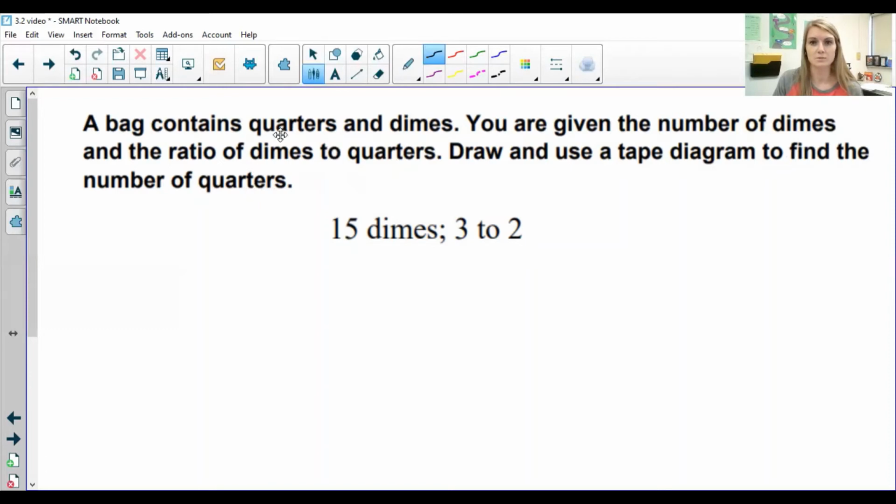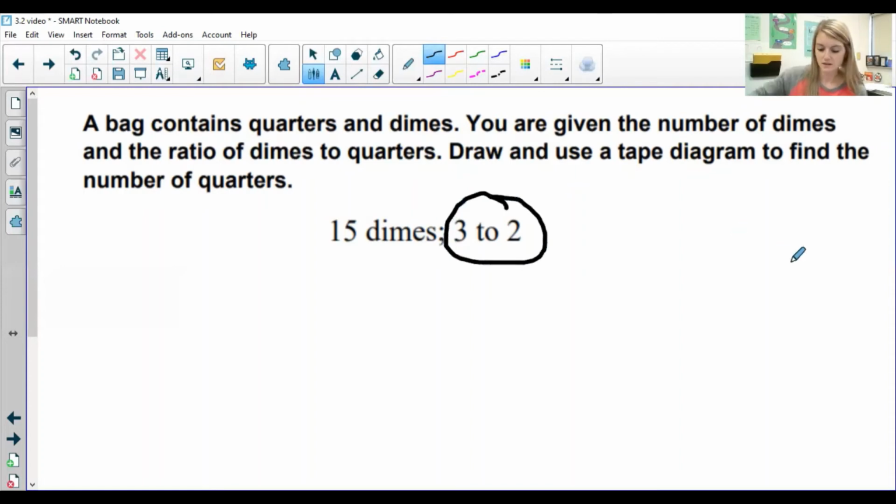Okay, so we have the number of dimes, 15 dimes, and we know that the ratio is dimes to quarters, which means we have 3 dimes to 2 quarters. So the first thing I'm going to do is draw my tape diagram, okay? This right here, let me grab my marker, okay? This right here, that's the ratio. That's what we're trying to draw, okay?